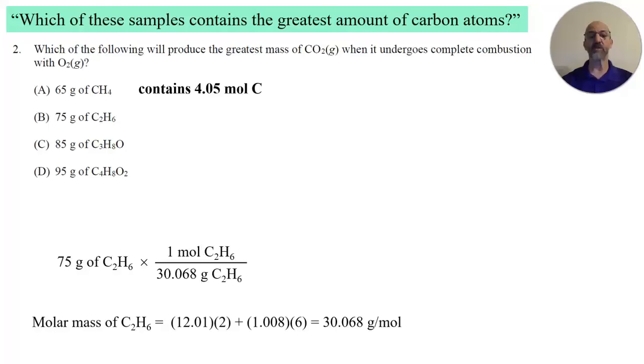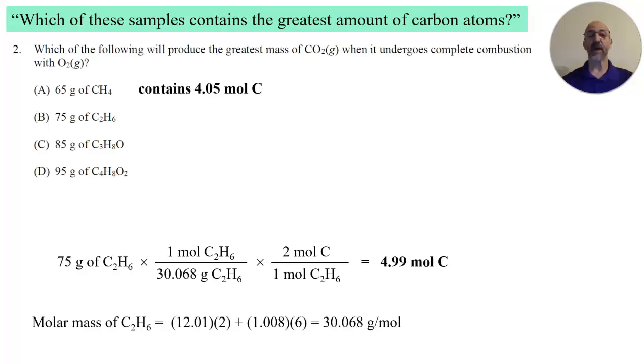So times 1 mole of C2H6 over 30.068 grams. And now because there is a subscript of 2 next to the carbon in that formula, there are 2 moles of carbon for every 1 mole of C2H6. So 75 divided by 30.068 times 2, and that gives me 4.99 moles of carbon atoms.